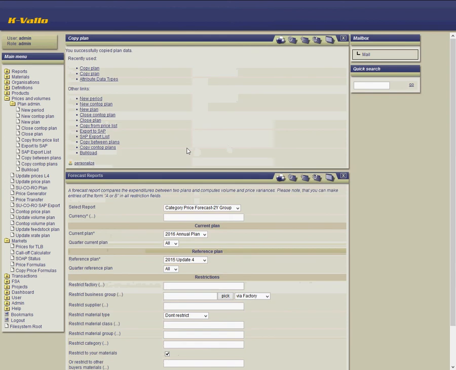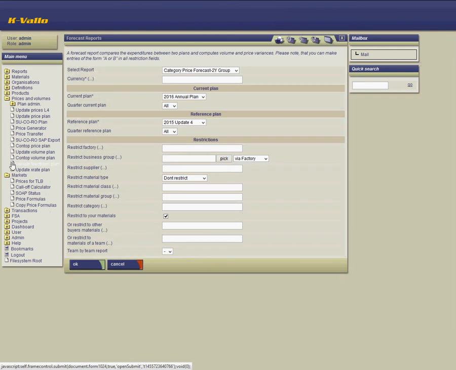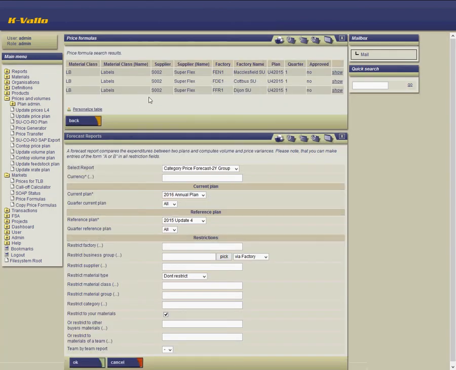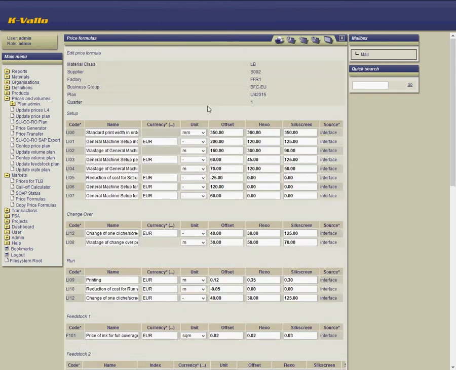So what we have now is a price formula for 2015, and what we think now is those are the price formulas for the suppliers. We have copied Superflex to those three, and we only, for an example, are going to change the price formula for Superflex Dijon for the first quarter.